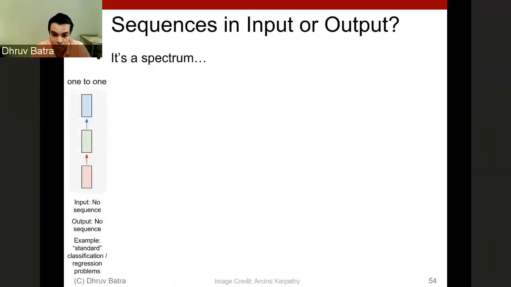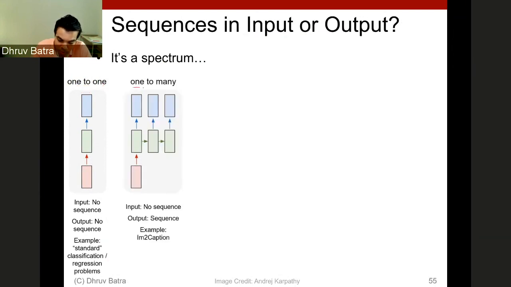It's really going to be a spectrum. We're going to consider sequences both in input and output. The case with no sequence in input and no sequence in output, we're going to call the one-to-one mapping case, which is the standard classification and regression problems that we've dealt with.